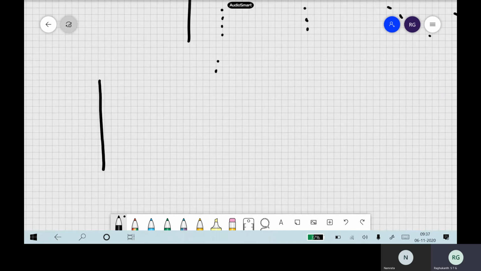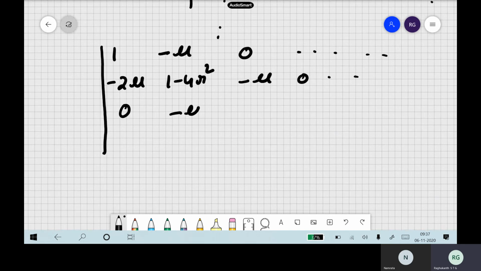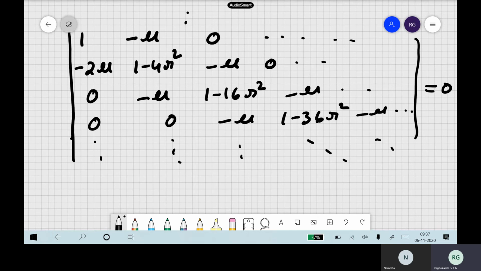Now similarly for the B's, you have one more equation, 1 minus mu, 0, like this. Then you have minus 2 times mu, 1 minus 4 times r square, minus mu, 0, like this it goes. Then 0, minus mu, 1 minus 16 times r square, 0, like this. So 0, 0, 36 r square. The determinant of this matrix has to be 0.